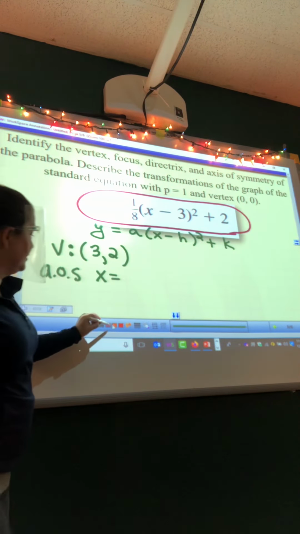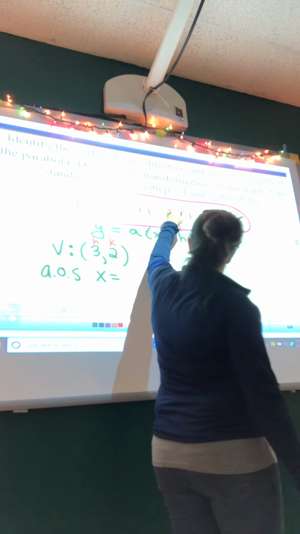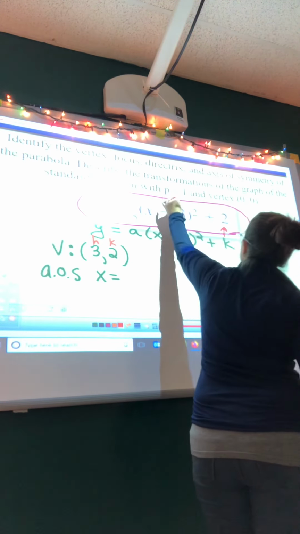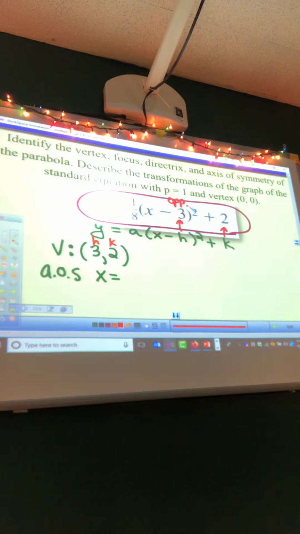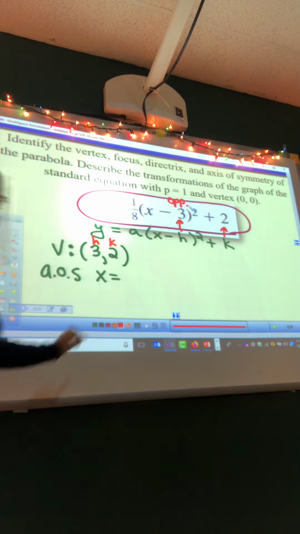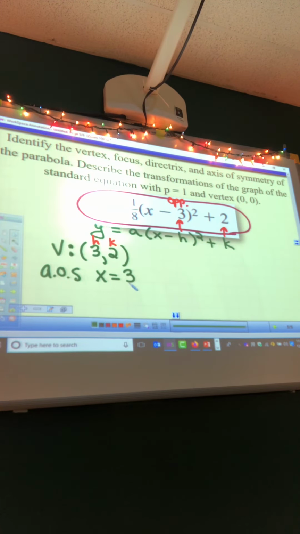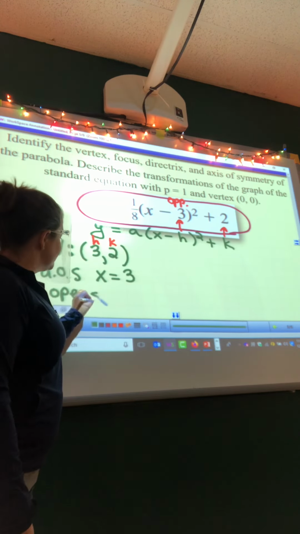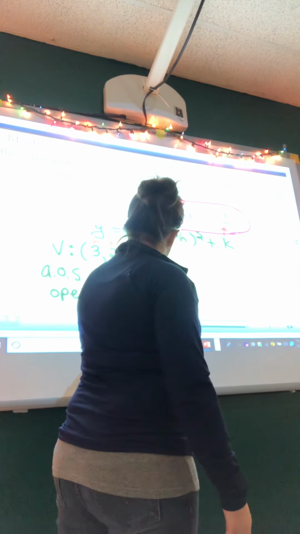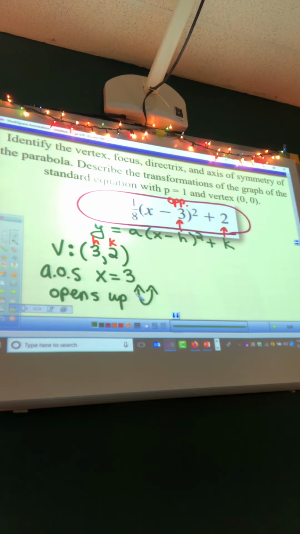And again, remember, here's h, okay? Opposite of what I see, same as what I see. So what is the axis of symmetry? x equals what? 3. I'm just going to do it just because it's habit. Does it open up or down? This one opens up. Very good.